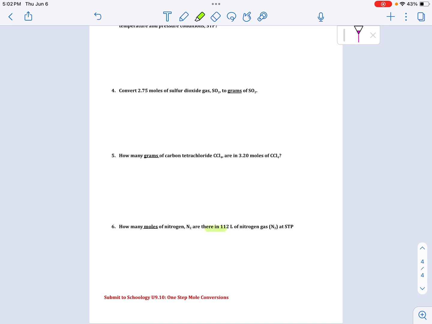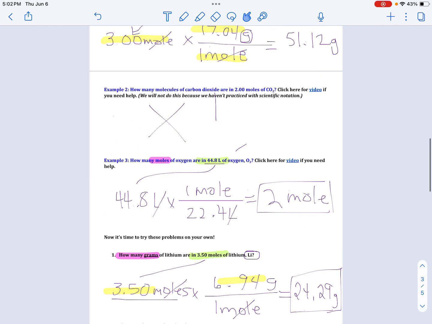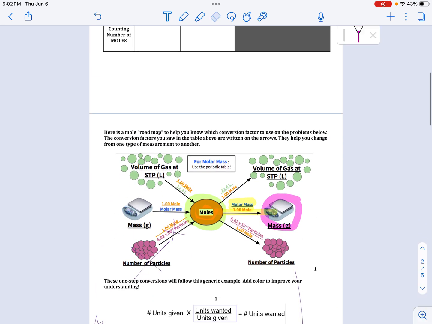So I have a number and a unit, and I have a how many moles. So I'm starting in liters and going to moles. So let's go back to the mole map. Erase what I had there before.